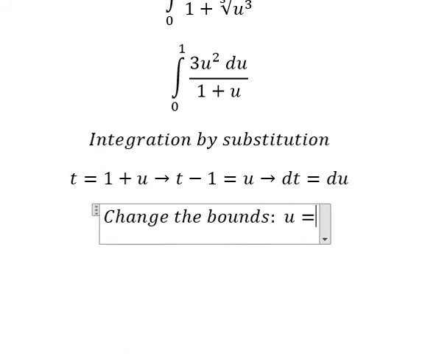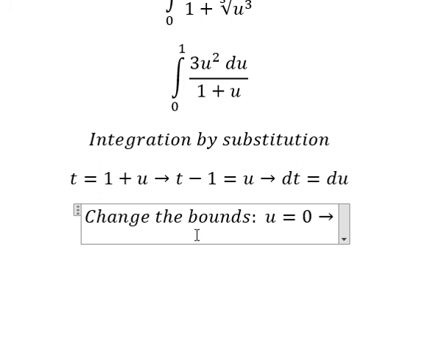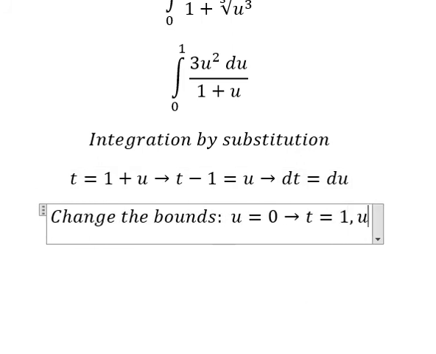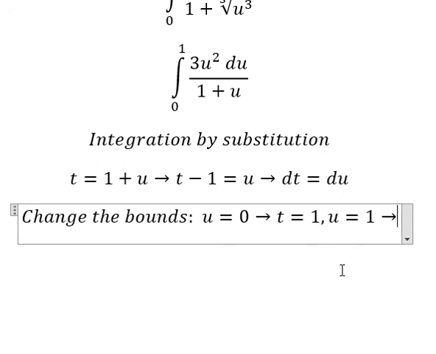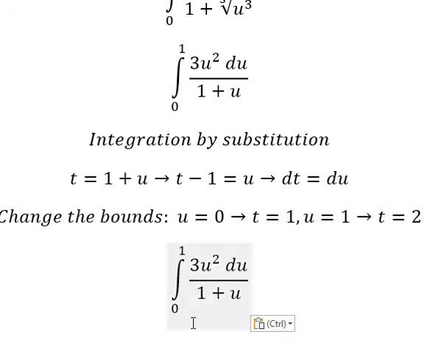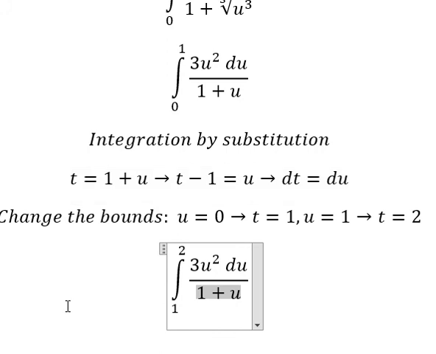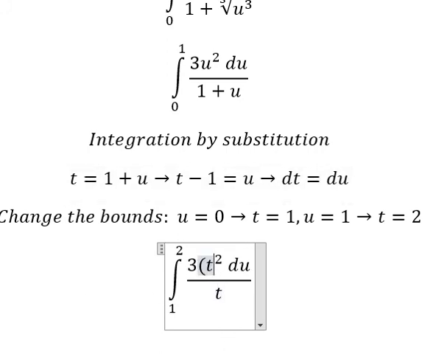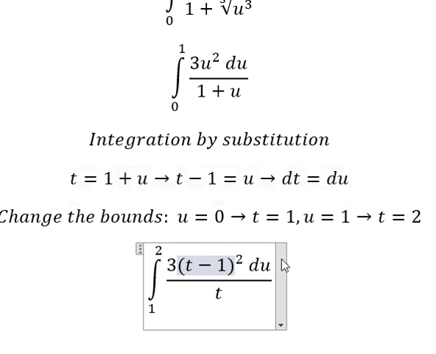When u equals 0, we put 0 on here, and we have t equals 1. When u equals 1, we put 1 on here, and t equals 2. So the 0 we change to 1, and the 1 we change to 2. This one we change to t, u we change to t minus 1, and du we change to dt.